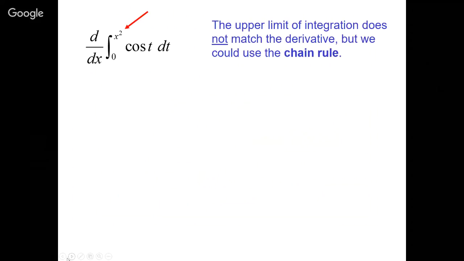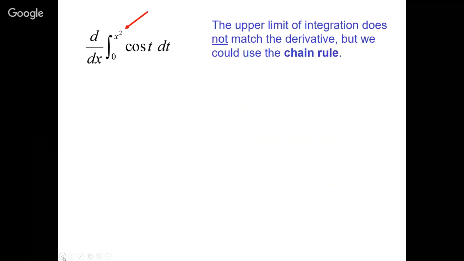All right, let's try another one. But wait, Mrs. Muller, what did you do? You changed this. This is no longer x. It's now function x squared. So I wonder what's going to happen here. All right. The upper limit of integration does not match the derivative, but we could use the chain rule.